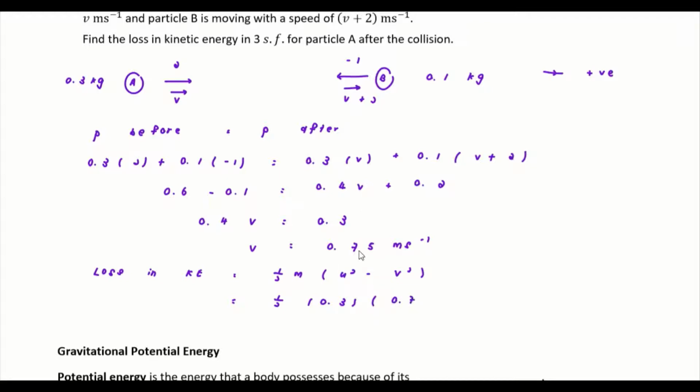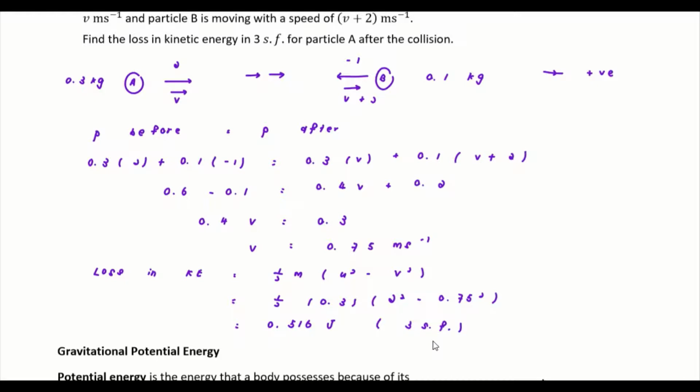0.75. Since you get a positive answer, you know that after the collision, both of these particles are moving to the right. Okay, 0.75, sorry, we should put the initial one first, because we are doing u squared minus, so u is 2, u squared minus 0.75 squared. So you'll get exactly the same answer, in positive. If you do the change the other way, you'll get a negative answer. Then after that, you just change it to positive and indicate that that's the loss. Okay, so that's the idea for it.